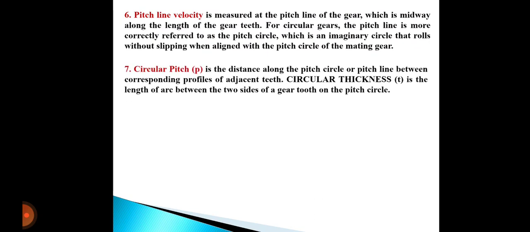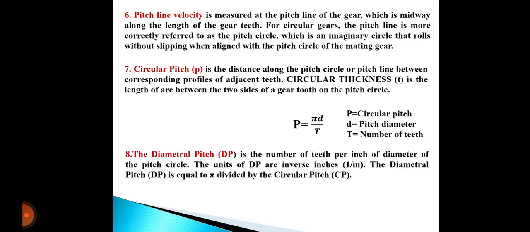Now, circular pitch. The circular pitch, also known as P, is the distance along the pitch circle or the pitch line between corresponding profiles of adjacent teeth. Circular thickness, called t, is the length of arc between the two sides of a gear tooth on the pitch circle. So, P equals pi d by T, where P is the circular pitch, d is the pitch diameter and T is the number of teeth.